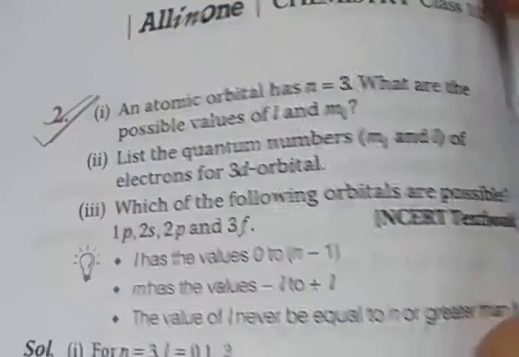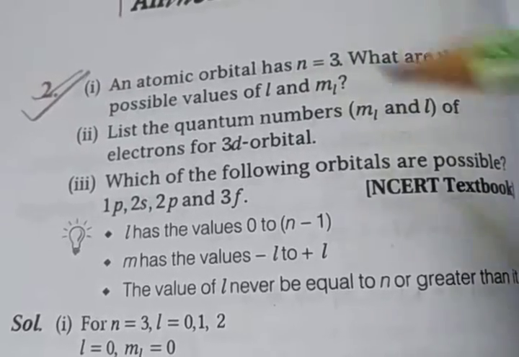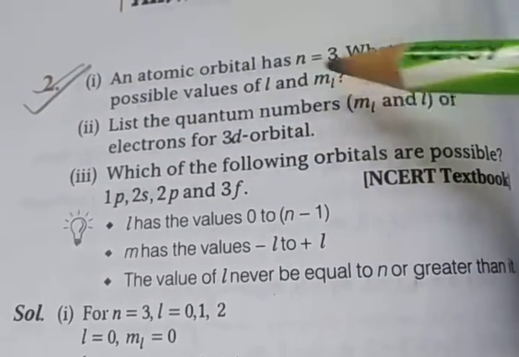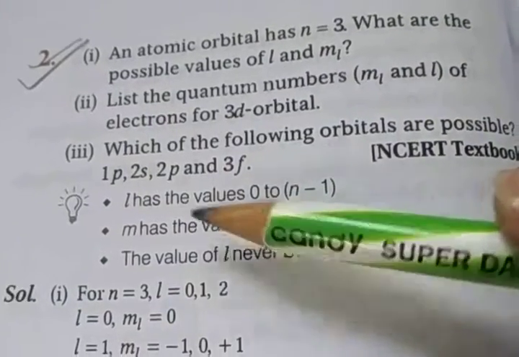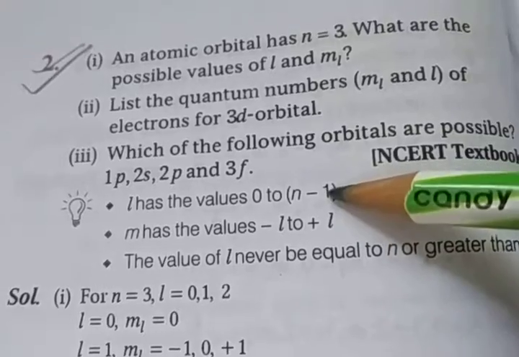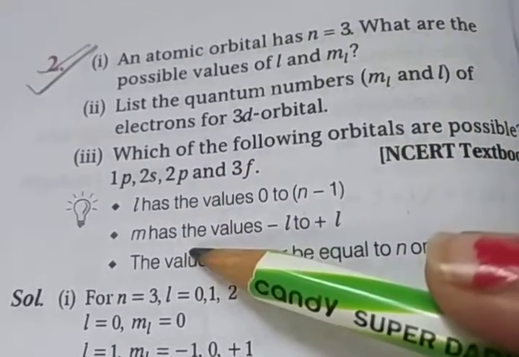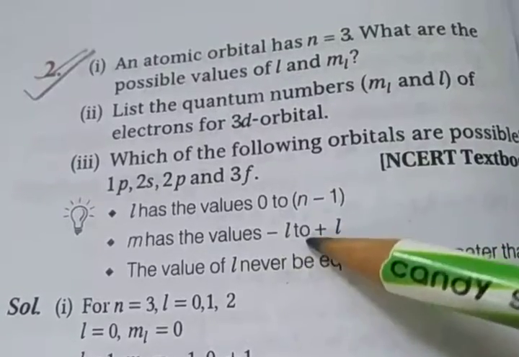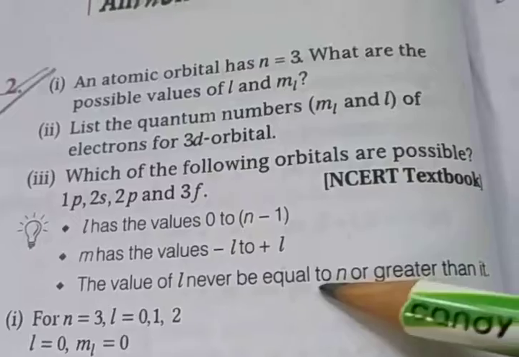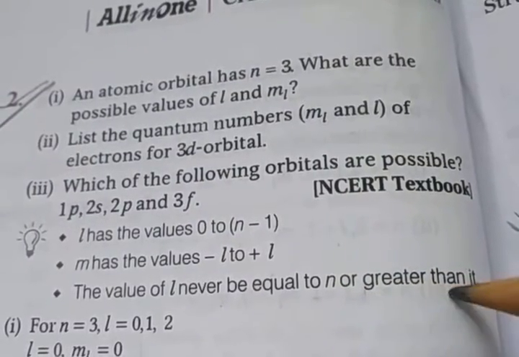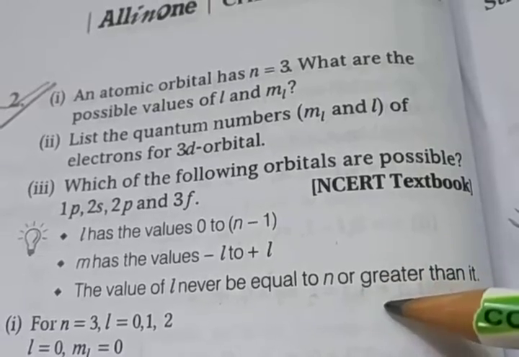Next question is, an atomic orbital has n equal to 3. What are the possible values of small l and ml? But first, learn the basic concept. l has the values 0 to n minus 1. You learn this formula, okay? And the magnetic quantum number ml is equal to minus l to plus l. The value of l is never equal to small n or greater than it. Not equal and not greater.